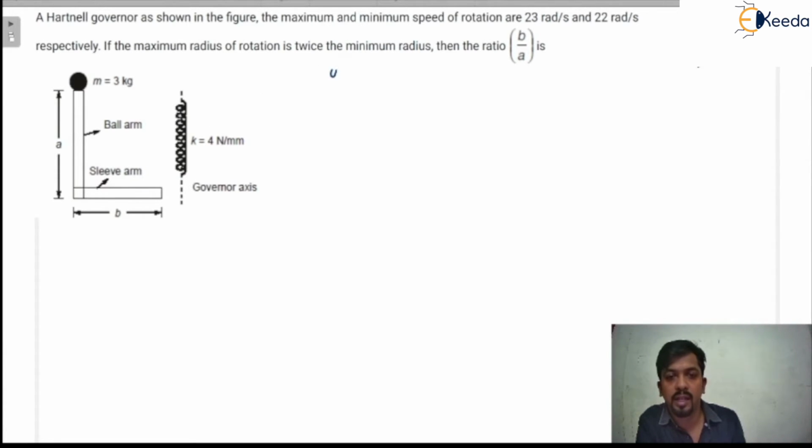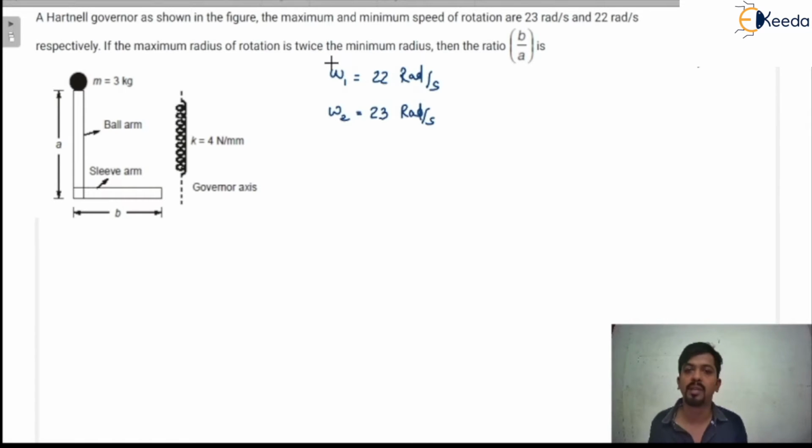So that means the minimum speed, let us say omega 1, is 22 radian per second. If the maximum radius of rotation is twice the minimum radius, then find out the ratio of B upon A. What is B? B is the sleeve arm and A is the ball arm.